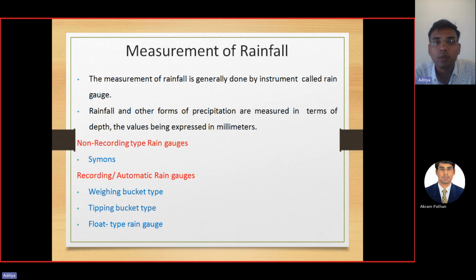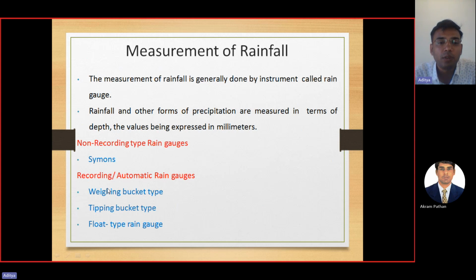Then next we'll come to rainfall measurement. As I told, it is one of the major inputs for a hydrological system, so it is very necessary to measure the rainfall. The measurement of rainfall is generally done by an instrument called a rain gauge, and this is again classified into two types. First is the non-recording type rain gauge, and the other is the recording type of rain gauge. Of the non-recording type, you have only one type, which is Symons rain gauge.